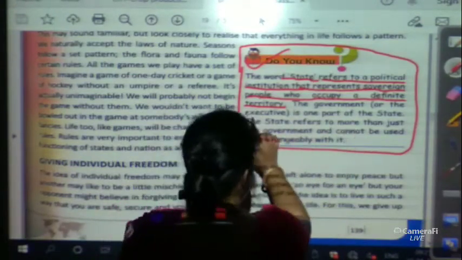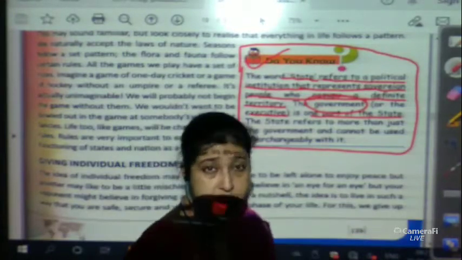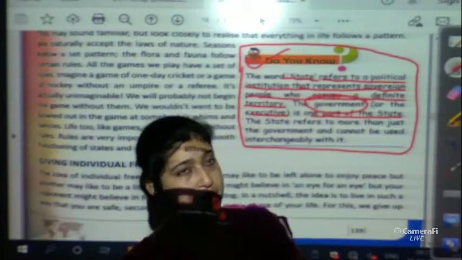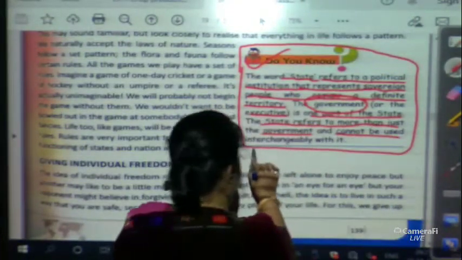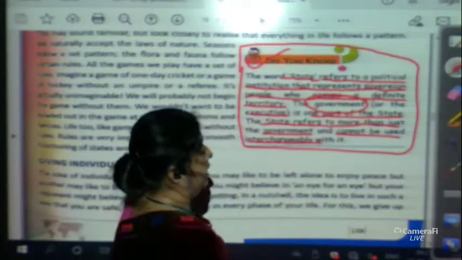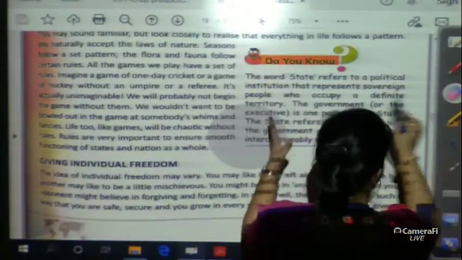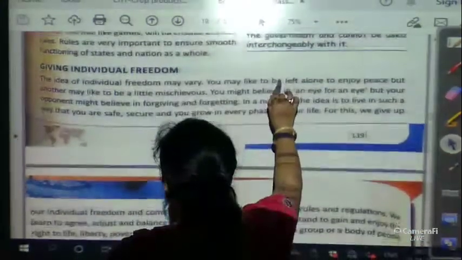The government or the executive is one part of the state. So here the government is the person who has the supreme power, and he rules one particular territory or area. The state refers to more than just the government and cannot be used interchangeably with it. Okay. So this part is very much important. So you have to underline this part, whatever I have taught now, and then you must read it.